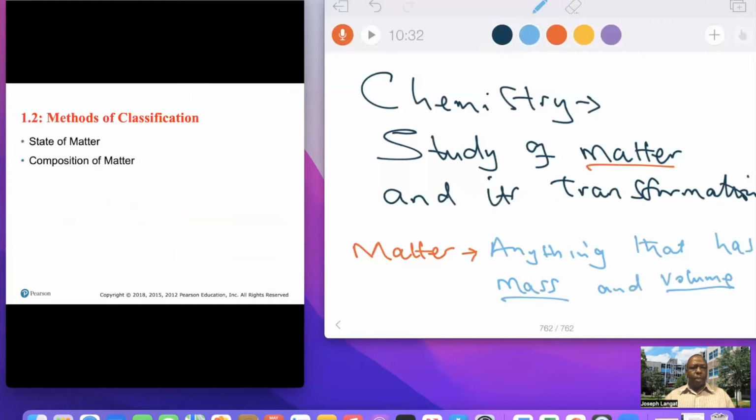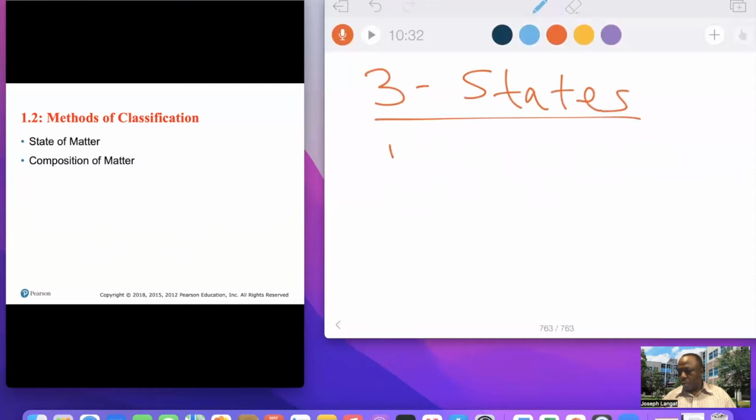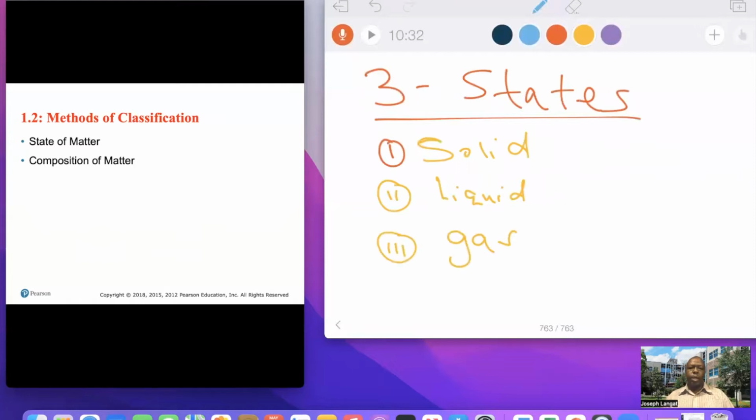Matter can be classified according to either the state or composition. Remember, there are three states of matter: the solid state, the liquid state, and then the gaseous state. Even though there are five, we're not going to look at the other two. We have plasma, which is not for us. So these are the three states you should know.